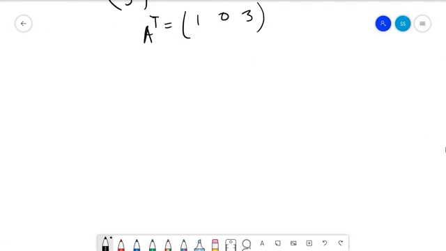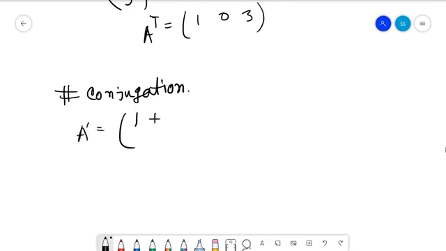The second thing we want to discuss is conjugation. Conjugation means that when you have a matrix called, let's say, A prime is equal to 1 plus i, let's say that's the first element, and the second element is 0, third element is, let's say, 3, fourth element is like minus i, and you want to find the conjugate of this matrix. It is denoted by A star.